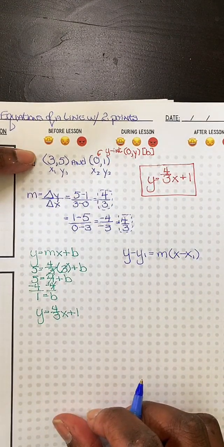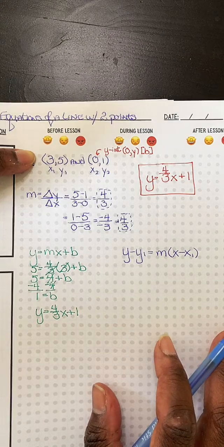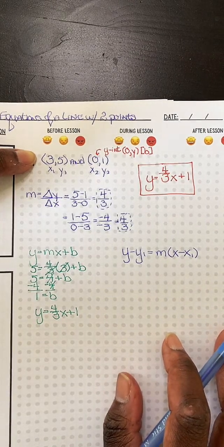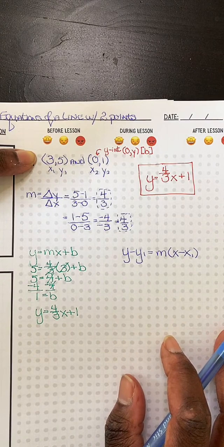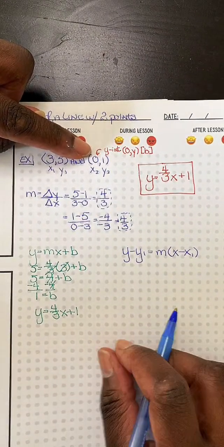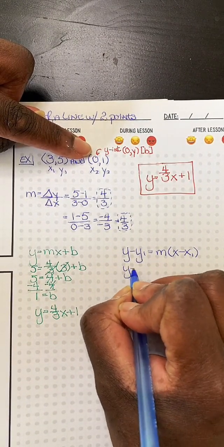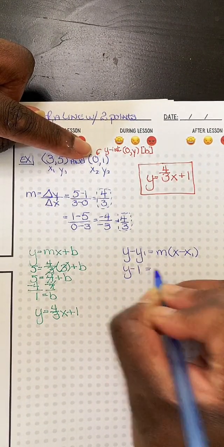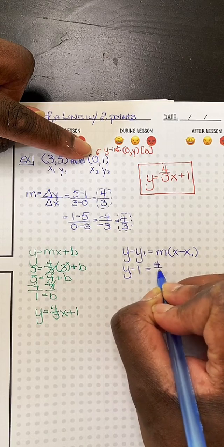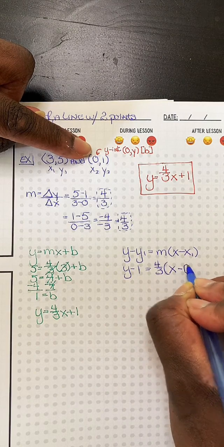I'm going to still use that same point. And here's the thing, it doesn't even matter. It really doesn't. If I wanted to, I can use 0, 1. We'll use 0, 1. So that means we have y minus 1 equals my slope, which is 4/3, times x minus 0.